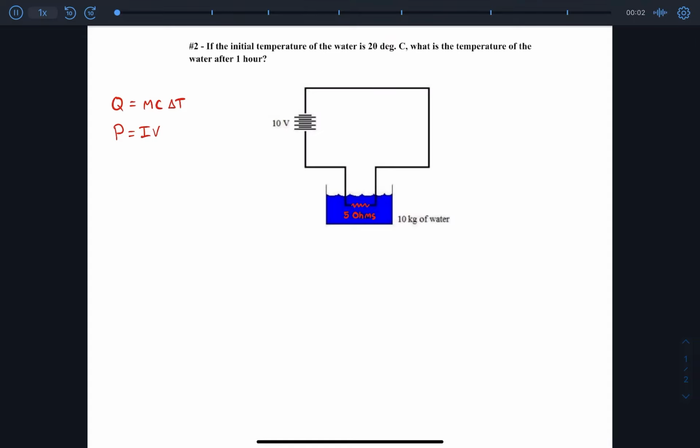Question number 2 gives us a small body of water with a circuit in it, and it gives us an initial temperature of that water, and it asks us what the temperature of the water will be after 1 hour if this circuit is running and that resistor is giving off heat into the water. So we know we've got 10 kilograms of water, and so it's going to be a little bit of a combination of thermodynamics and electrical engineering here to find our answer.